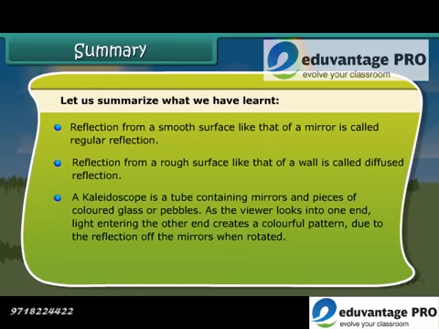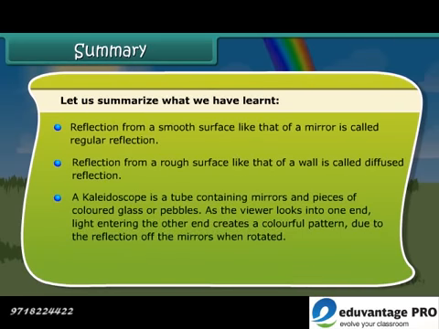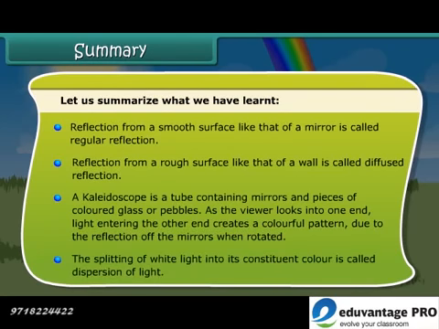A kaleidoscope is a tube containing mirrors and pieces of colored glass or pebbles. As the viewer looks into one end, light entering the other end creates a colorful pattern due to the reflection of the mirrors when rotated. The splitting of white light into its constituent colors is called dispersion of light.